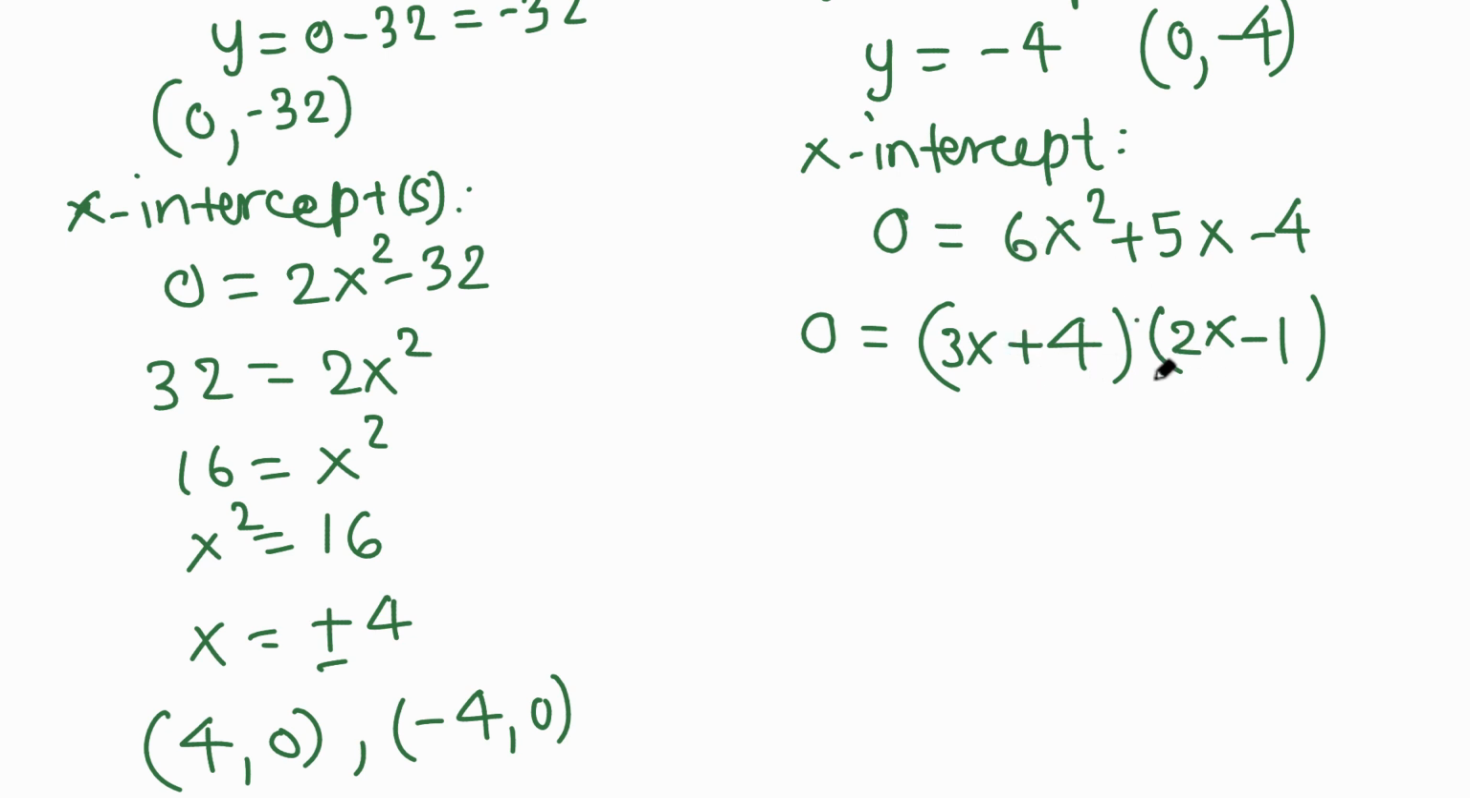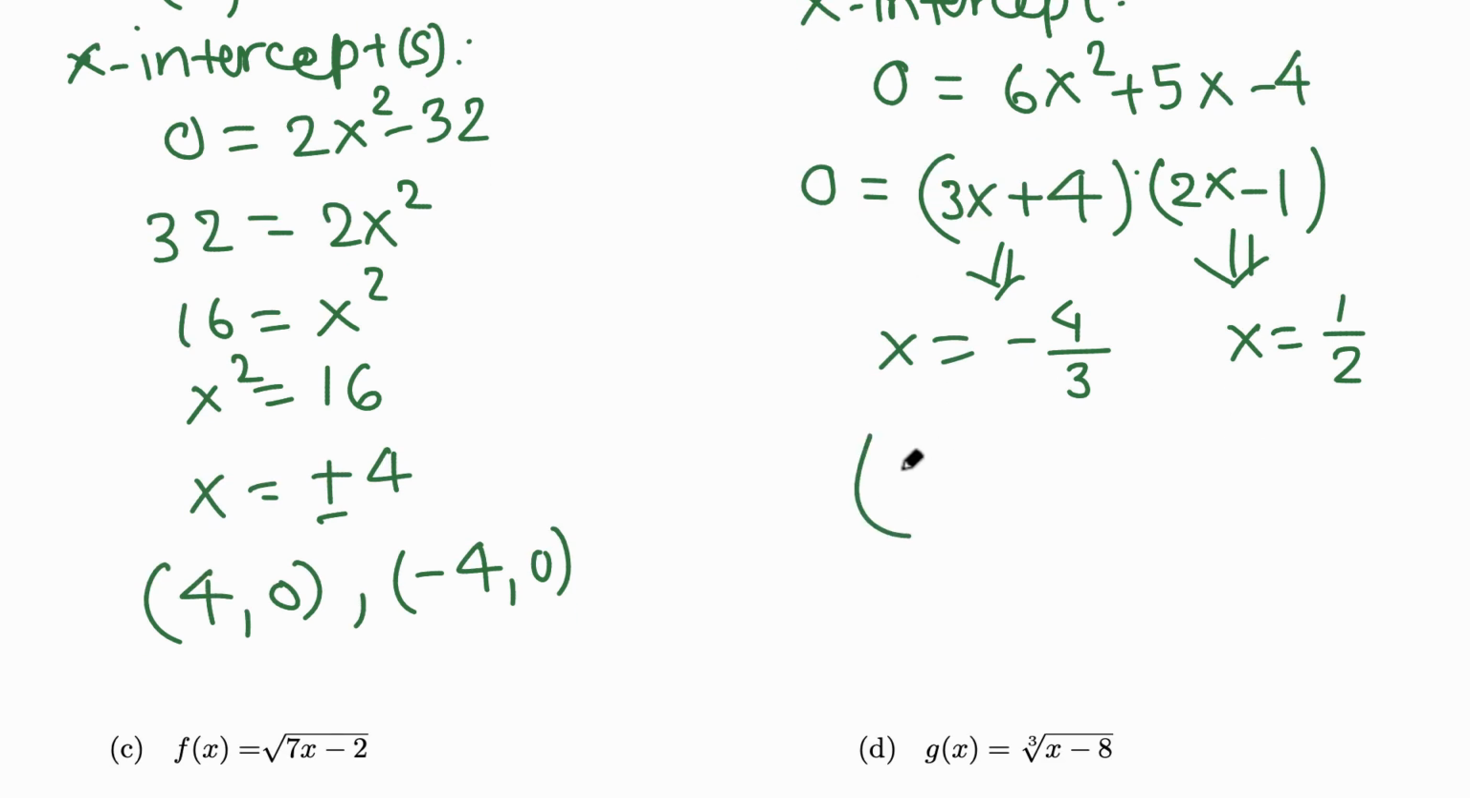So we got a product of two things. 0 means either this is 0 or this is 0. From this factor, 2x minus 1 equals 0 means move 1 over, divide by 2. So x is 1/2. Same thing here: 3x plus 4 equals 0, so subtract 4, divide by 3. So x is negative 4/3. So we got two x-intercepts. The first is (negative 4/3, 0). The second is (1/2, 0).